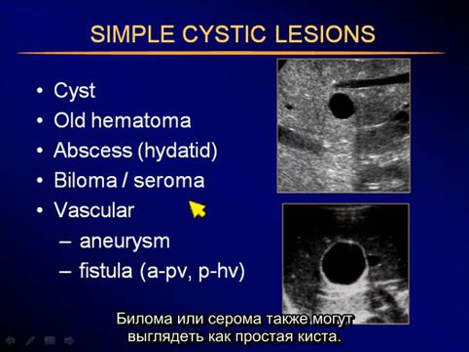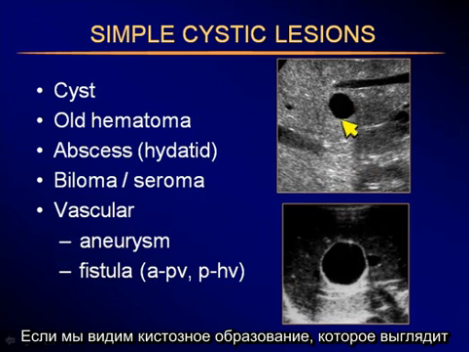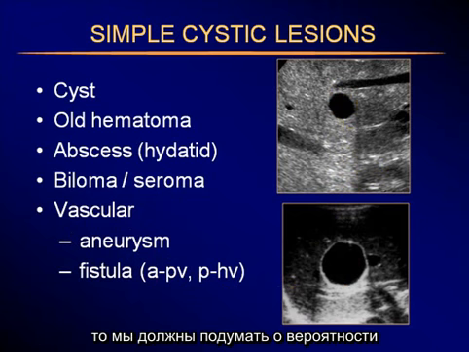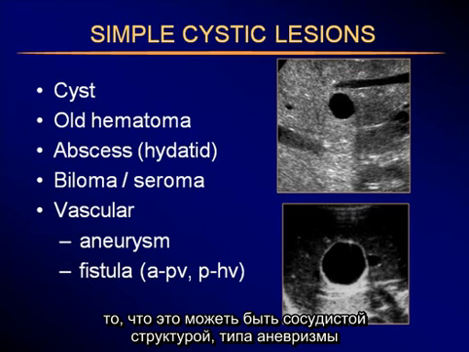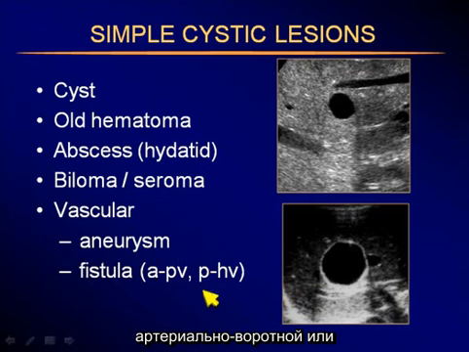A biloma or a seroma can look like a simple cyst. And if we ever have a cystic structure that looks unusual, not perfectly round, we should always think of the possibility of this being some type of vascular structure like an aneurysm or some unusual fistula like arterial portal venous fistula or portal to hepatic vein type of a fistula.